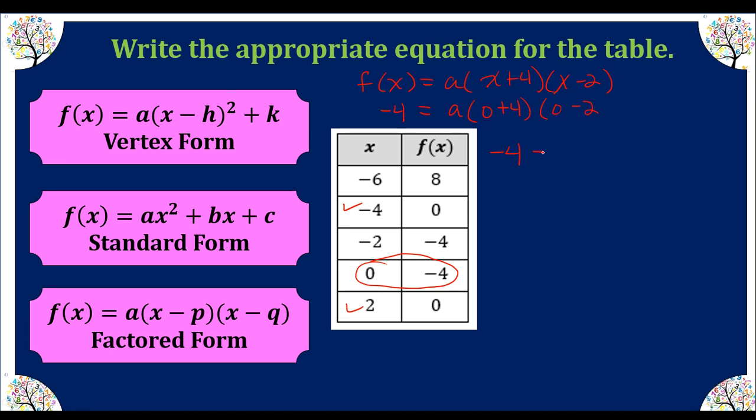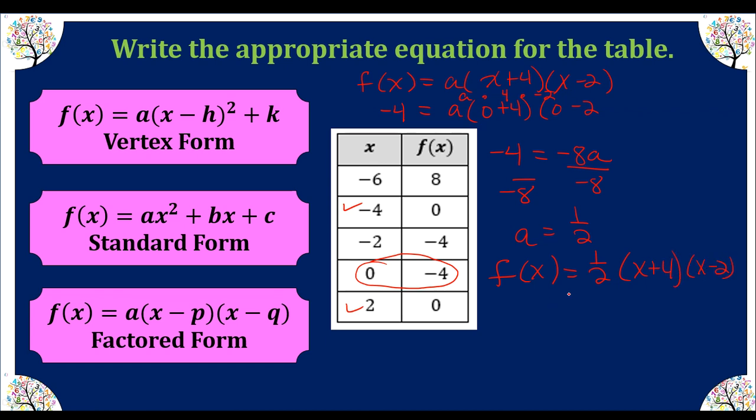Now let's simplify the right side. 0 plus 4 is 4. 0 minus 2 is -2, and we have our a. So we're going to multiply all that together. So we get -8 times a and solve for a. And now we're going to write our equation. Y equals 1/2 times x plus 4 times x minus 2.